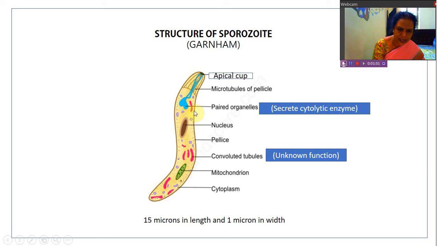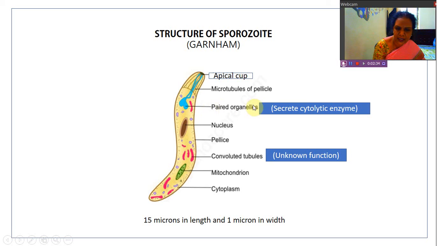The sporozoite, the infective stage of Plasmodium, is surrounded by an elastic pellicle and microtubules, which help it in wriggling movement. Wriggling movement means worm-like movement. And here we can see secretory organelles. What are they secreting? They secrete cytolytic enzyme. Cytolytic enzyme means it helps in dissolving the cells. So when this sporozoite enters human beings, it dissolves the liver cells and enters into the liver cells. So there this cytolytic enzyme is helping.